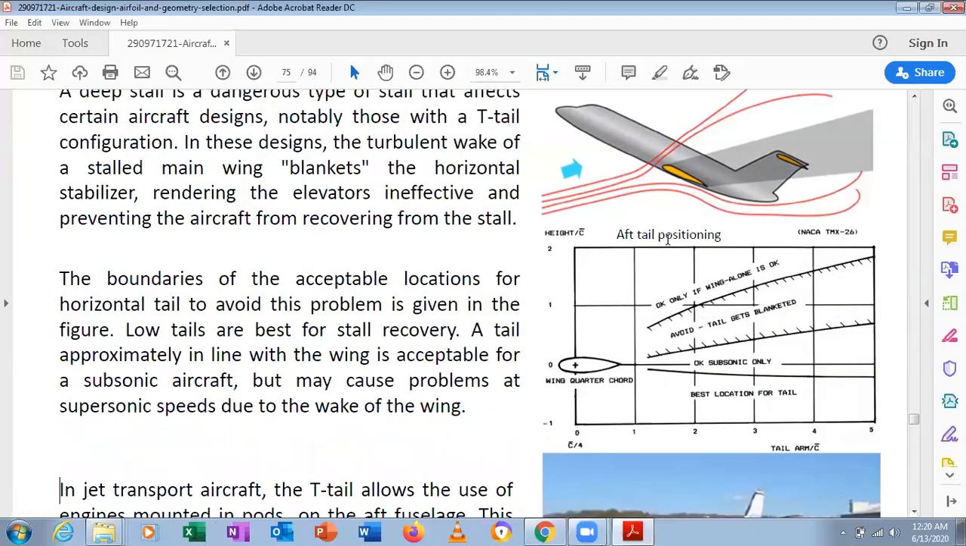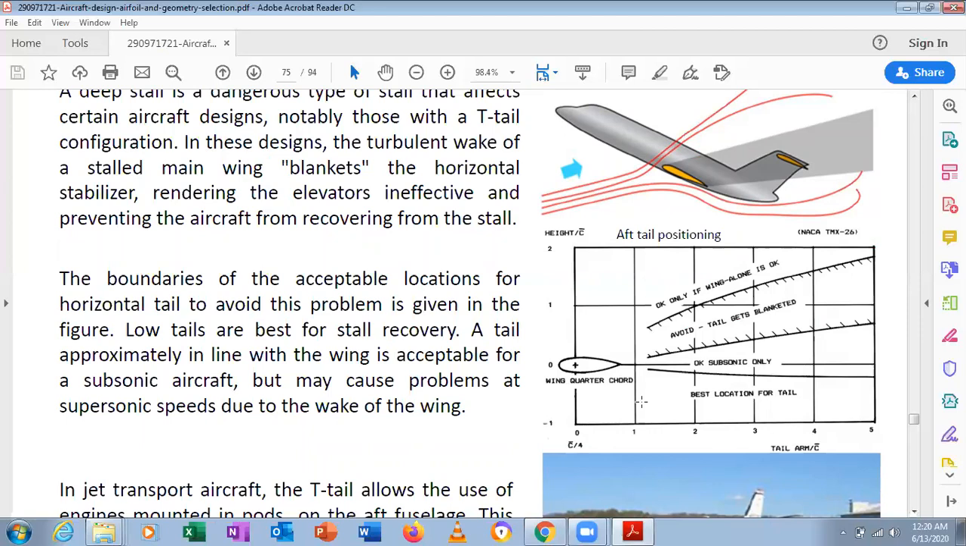So if we have a low tail, it is the best for stall recovery. A tail approximately in line with the wing is acceptable for subsonic aircraft, but may cause problems at supersonic speeds due to the wake of the wing. We can see here this is for the quarter chord portion, and we have a tail arm, and we can see how to avoid the tail getting blanketed.